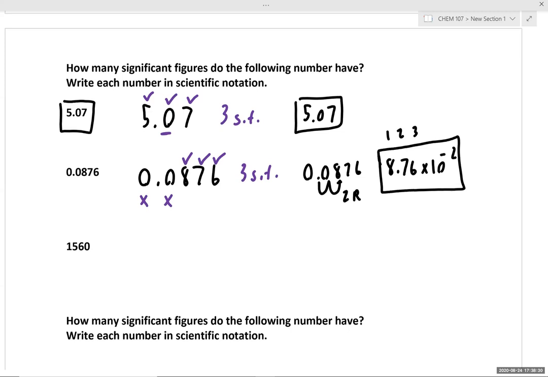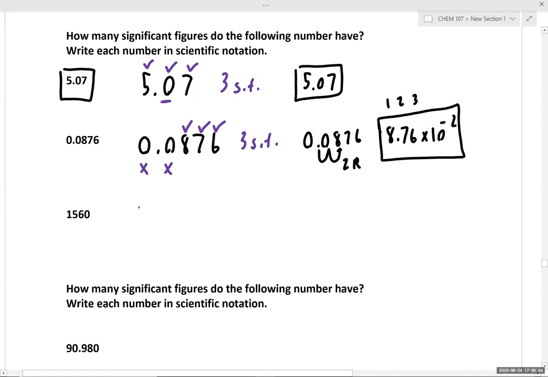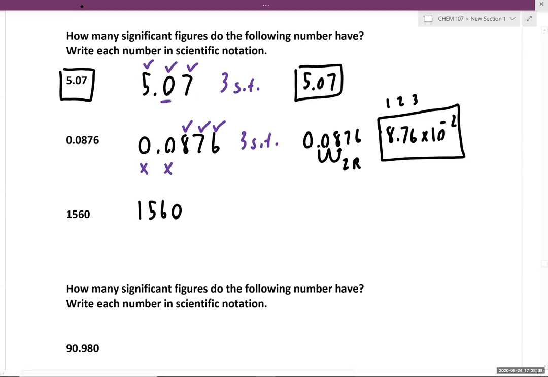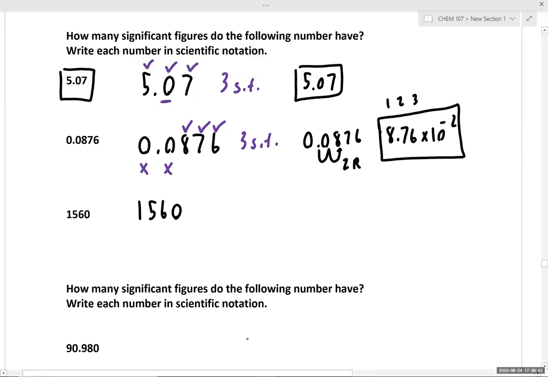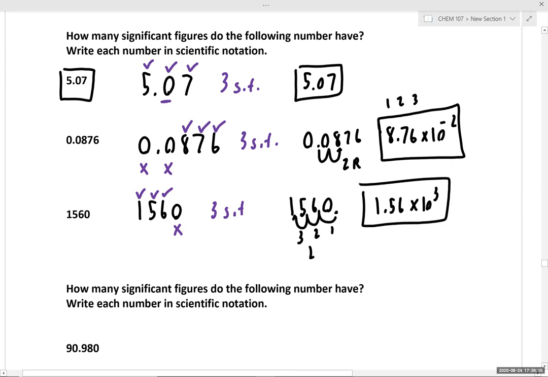Let's do one more example. 1,560. As we can see, we have a 0 that is after a non-zero digit, but neither before nor after a decimal point. So this 0 is not significant. Our first 3 digits are. So this number has 3 significant figures. And if we're writing it in scientific notation, 1,560, we'd have to move our theoretical decimal point 1, 2, 3 spaces to the left, and that gives us 1.56 times 10 to the third. And as we can very clearly see, now that we've gotten rid of this trailing zero, 1.56 has 3 sig figs.